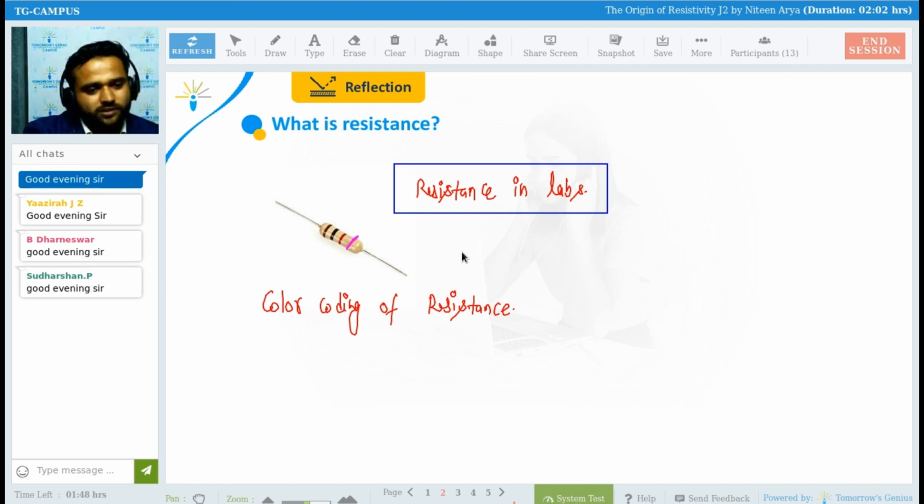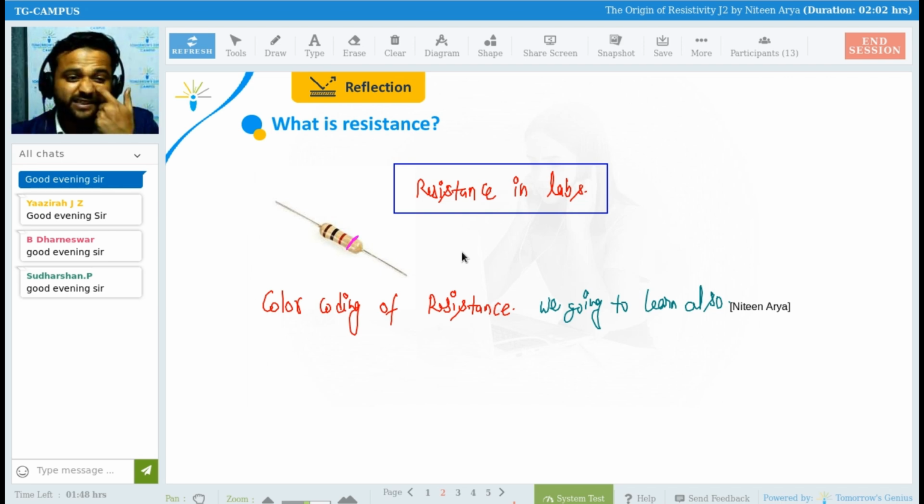So it is the hindrance faced by the electrons. Okay, anyone else? What is resistance? That is the question in general. Color coding of resistance we are going to learn in the next lecture. Tell me anyone, beta. It is a basic thing. See, the basic thing is a difficult thing.